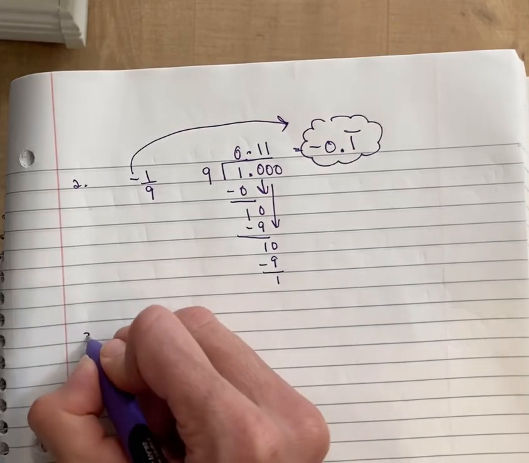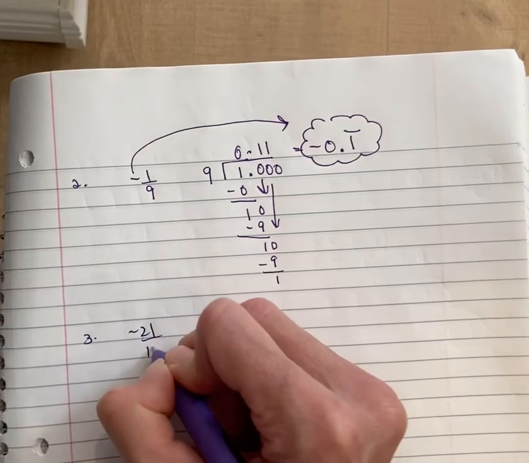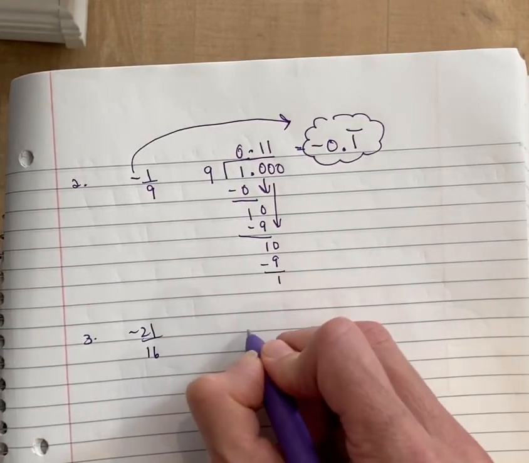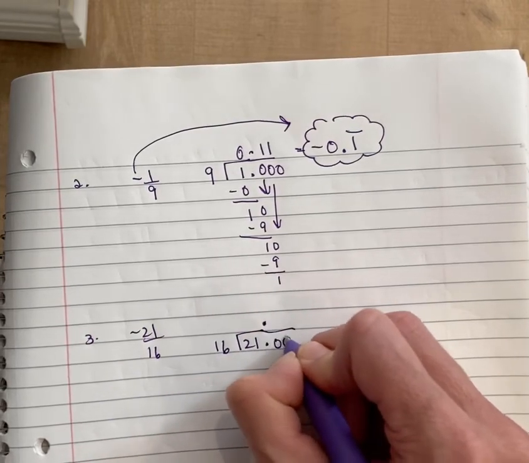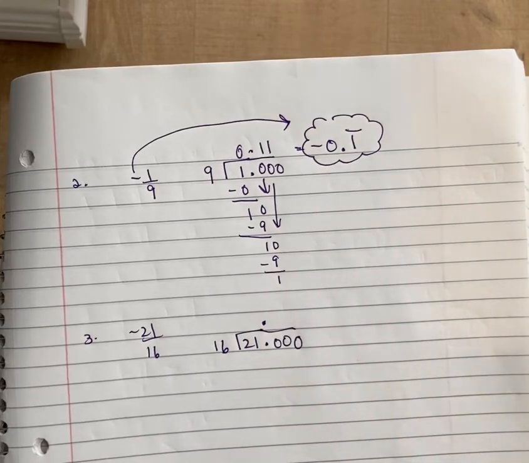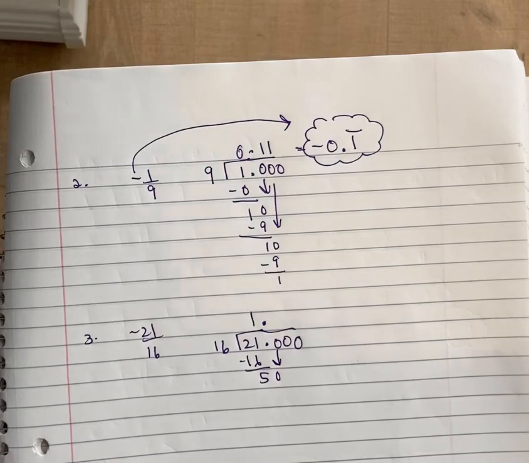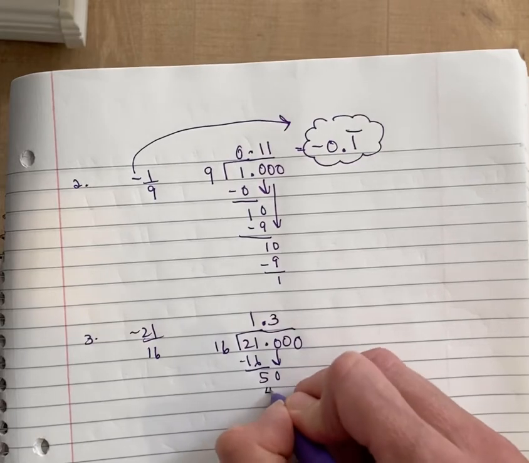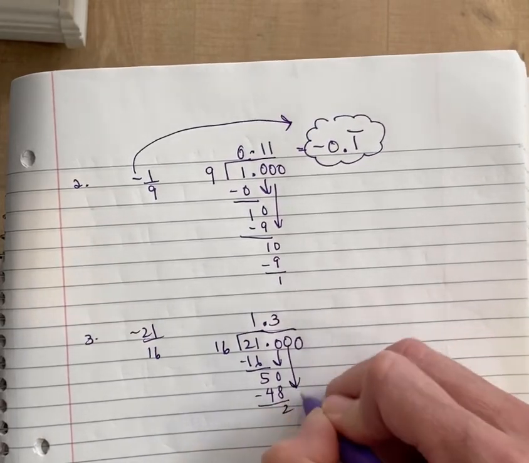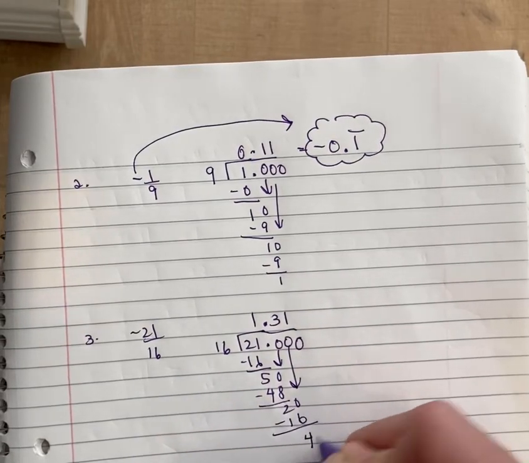Okay, number 3, -21/16. Same job. Divide 21 by 16. It doesn't matter what's bigger. It's always the numerator that goes inside that division box. So we would say 16 goes into 21 once. Subtract, I get 5. Bring down. 16 goes into 50, 3 times. 3 times 16 is 48. Subtract, I get 2. Bring down. 16 into 20 once. Subtract, I get 4.